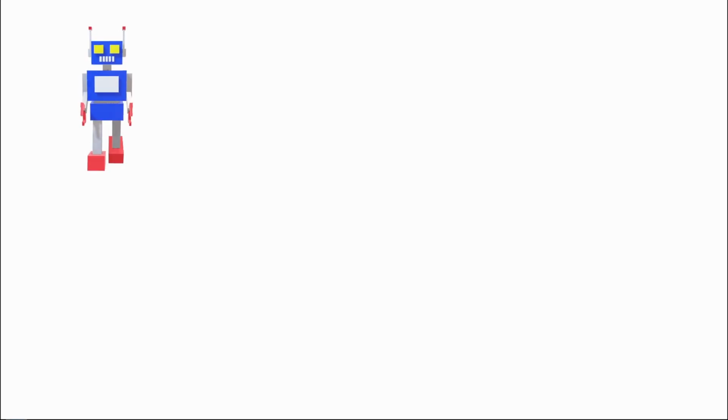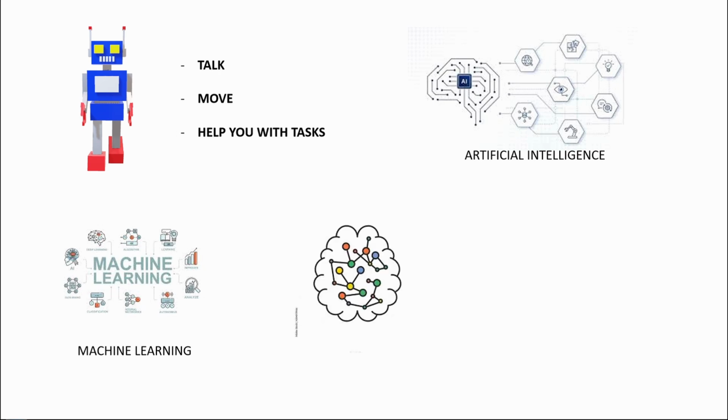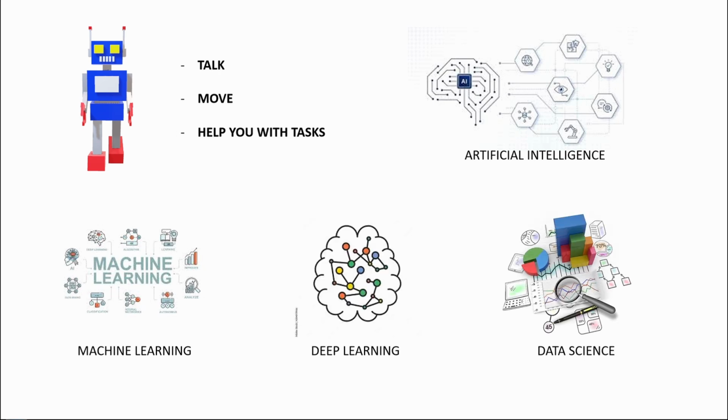Imagine a robot standing in front of you. Not a sci-fi robot, just a simple robot that can talk, move, and help you with tasks. Today, using this one robot, I'll explain what artificial intelligence, machine learning, deep learning, and data science actually mean in the simplest way possible, but with depth that truly makes sense.